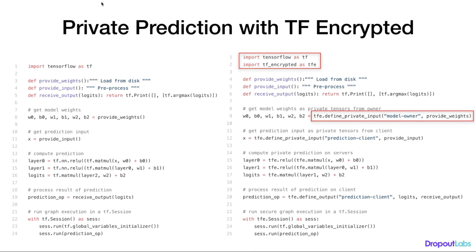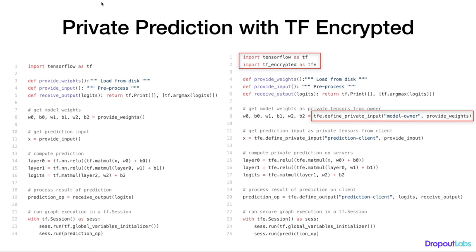Then the next thing we notice is that instead of calling this provide weights directly as we did before, when we're in the setting of private predictions, we now have to annotate who actually provides these weights. And in our case, that's the model owner. So what happens under the hood here is that we're saying, we're now in a system where we have several different actors. And one actor, called the model owner, has his own machine upon which he's going to load the weights and then input them into this encrypted computation.